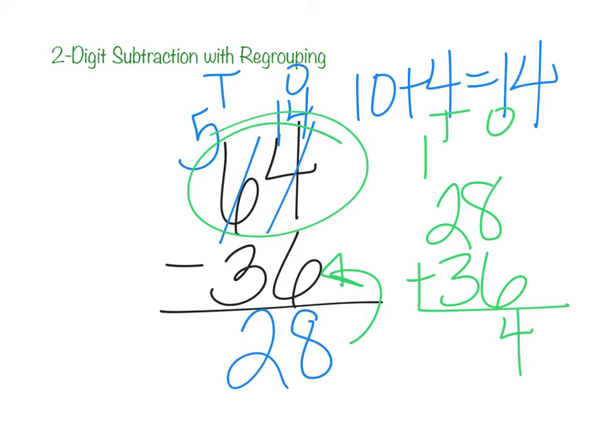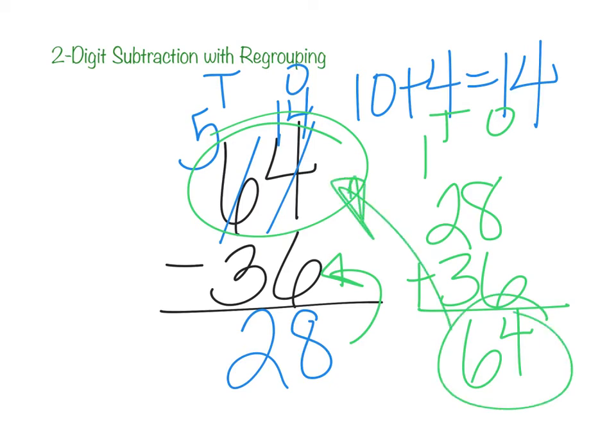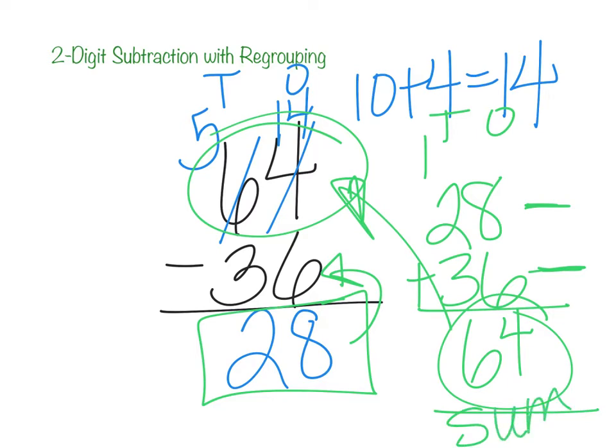Excellent. Now let's add our tens. What is 3 plus 2? Good. One more? Good. 3 plus 2 is 5, plus one more is 6. Did we get the correct answer? Excellent job. We sure did. So the difference of 64 and 36 is 28. And then when I added 28 and 36, I got the sum of 64. And I double check, and yes, it works.